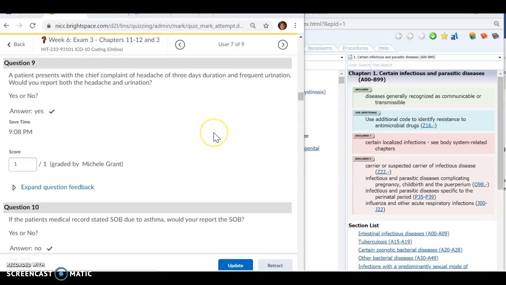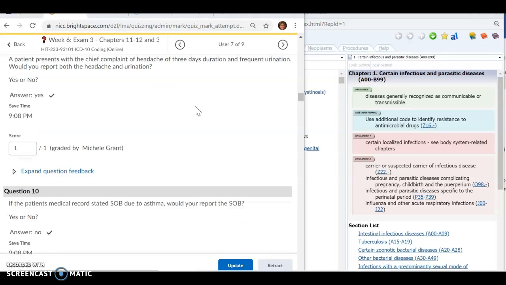So we have a patient who came in with a headache for 3 days and urination. Would you code both the headache and urination? Yes, you would. Once again, they're really not related to each other. You don't know what's going on yet, so you will code them both.